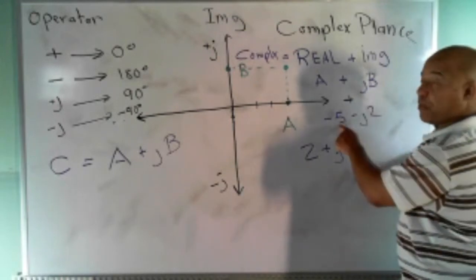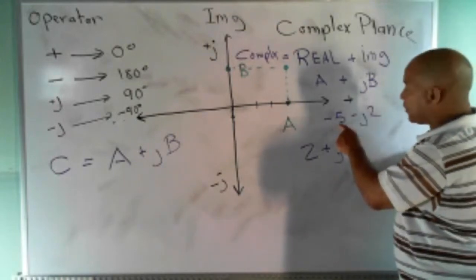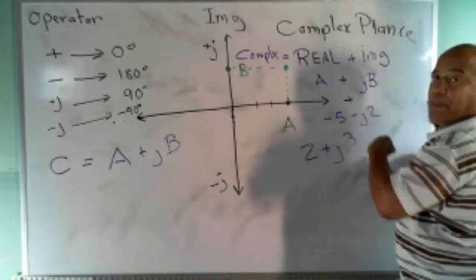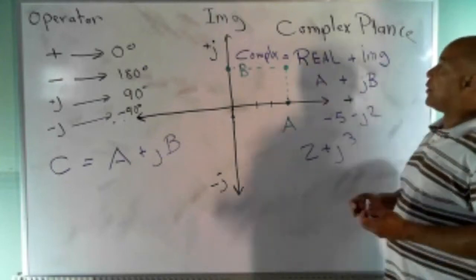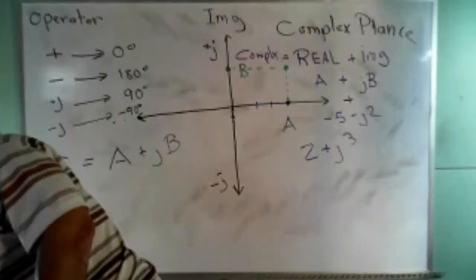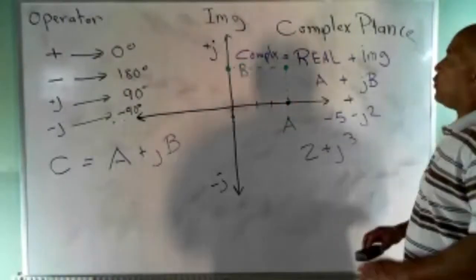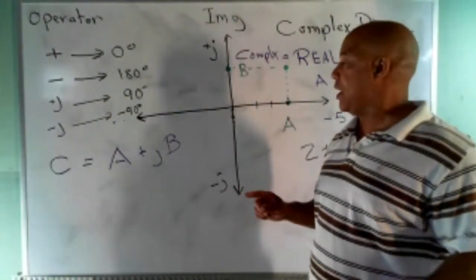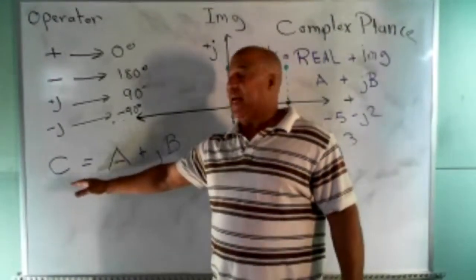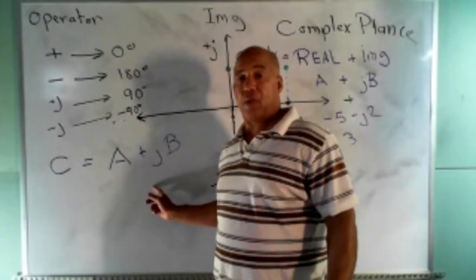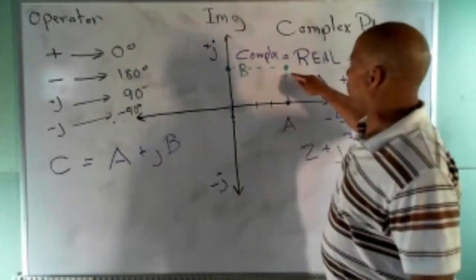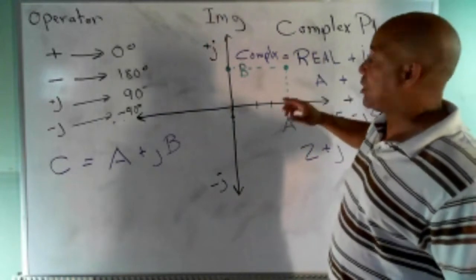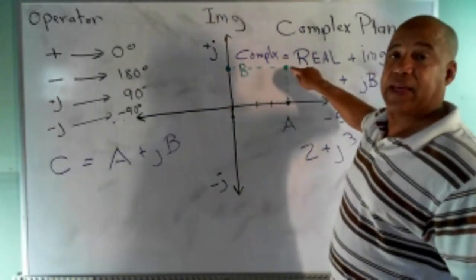A complex number has a real part. We usually write the real part first. And it has an imaginary part. The imaginary part, we show the phase with that J operator. So, two ways to think of a complex number. Way number one, a complex number is a number that has a real part and an imaginary part. Or you can say a complex number represents a point in the complex plane.